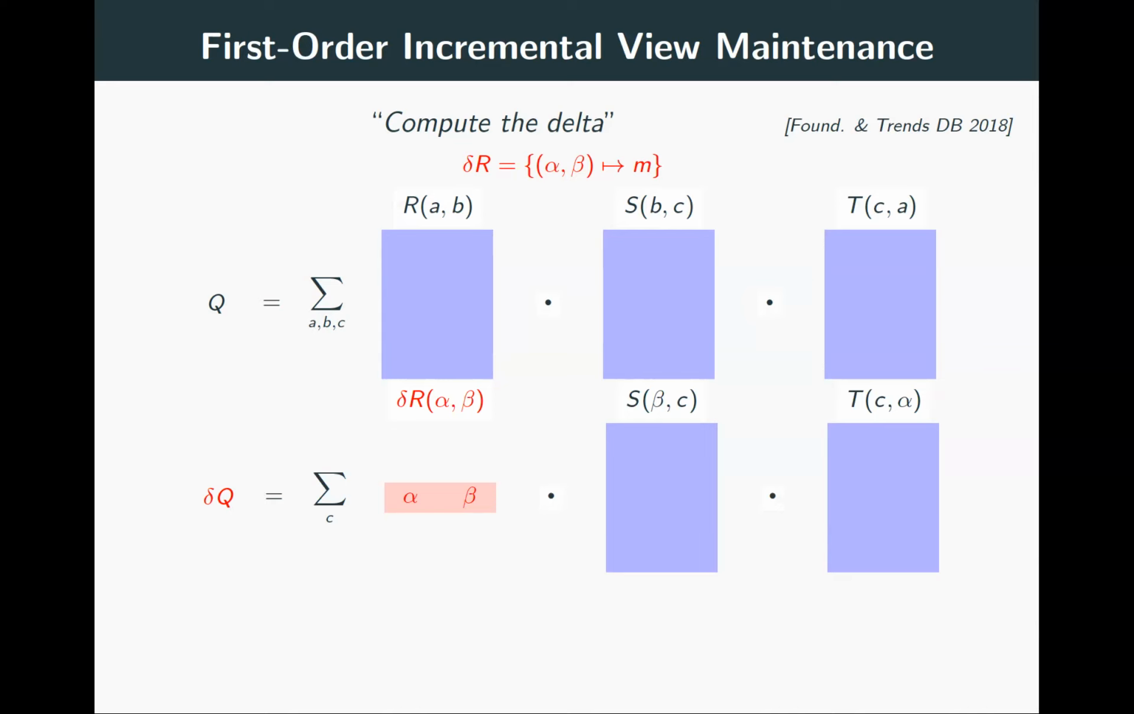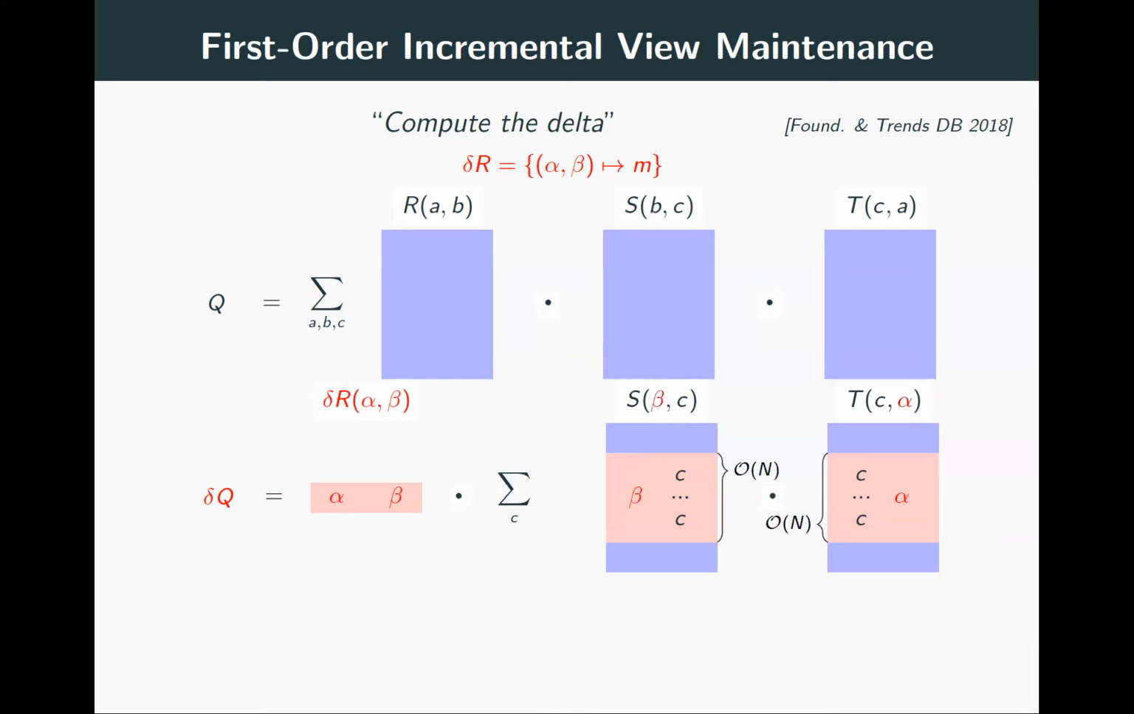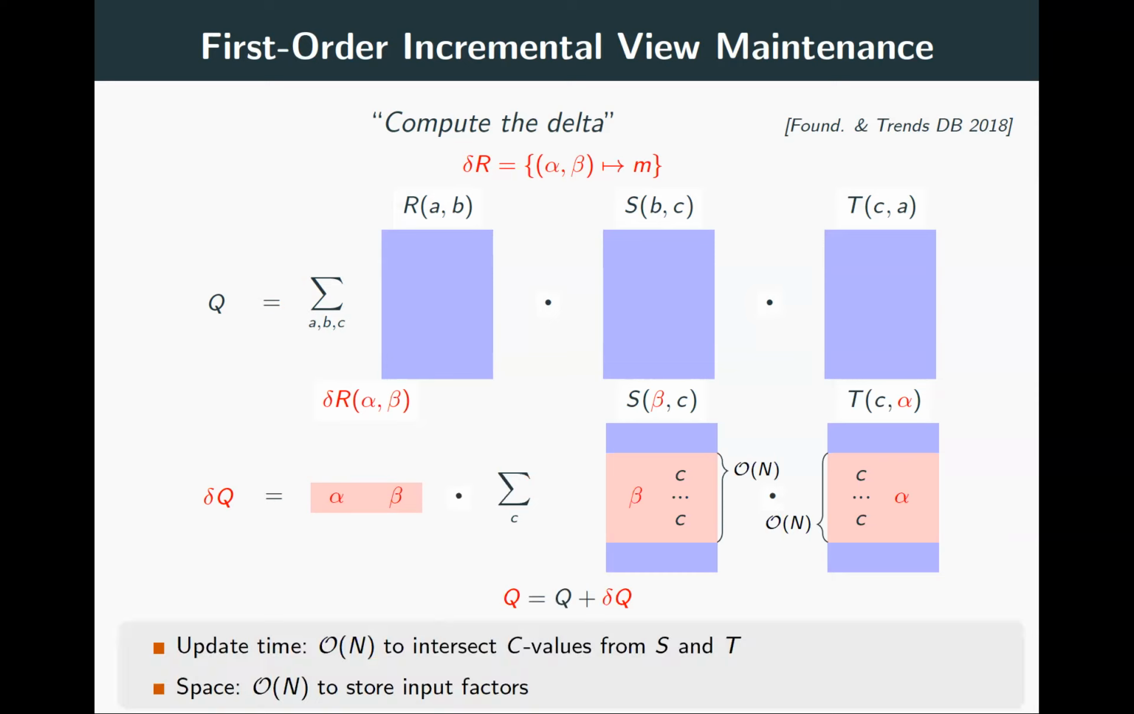Then you fix B to be beta here and C and A to be alpha here, the constants. So effectively what you need to do is intersection on these C lists, right? And that intersection, because this may be in worst case linear size, will take you linear time. Still better than what we've seen before. You then patch the query with the new delta. So you still need only O of n to store the input factors, and the update time is O of n to intersect these lists.